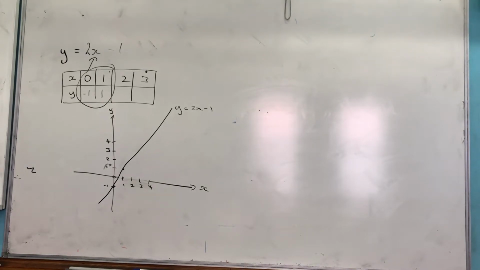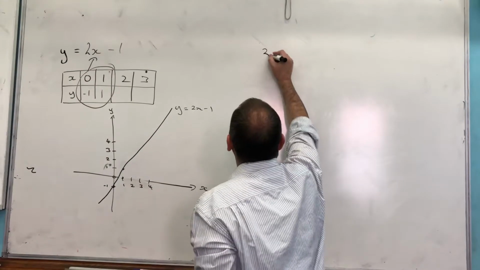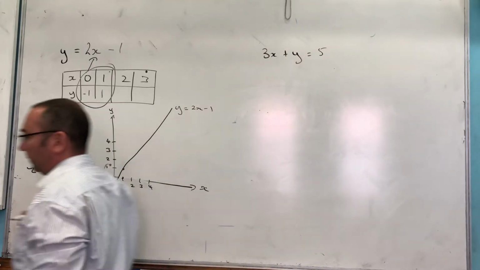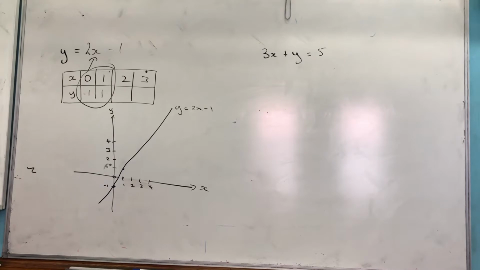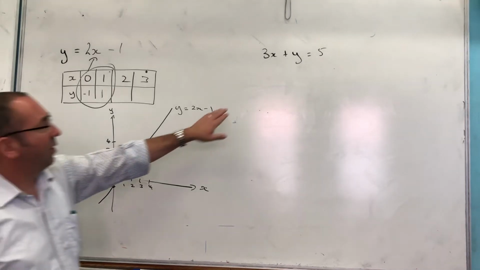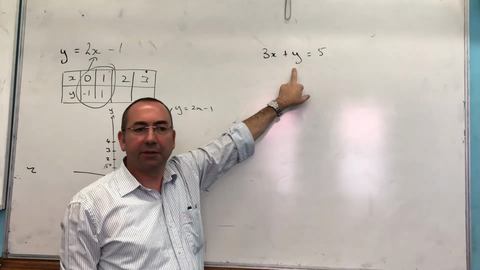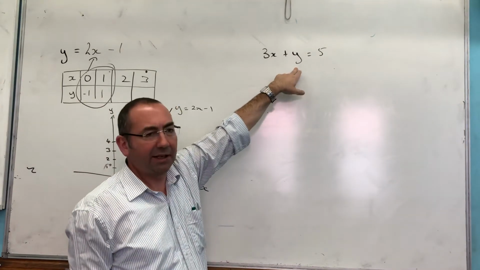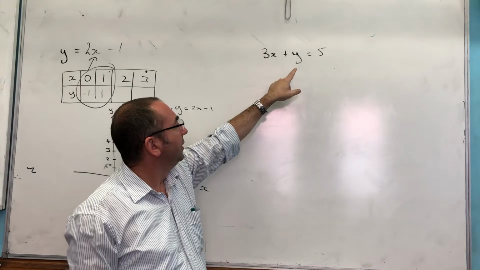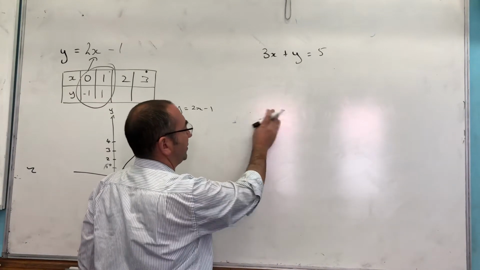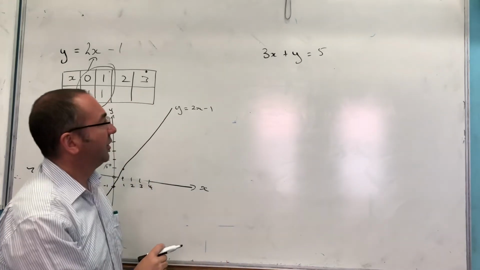All right, the next one I want to look at is 3x plus y equals 5. Now in this case, we don't have y as the subject of the equation, so we're going to use the algebra skills we practiced last week to make y the subject. So the way we do that is we really just want y on the left-hand side.